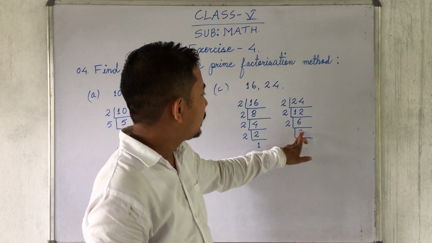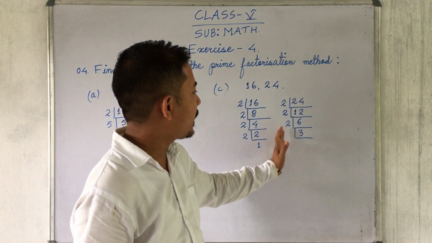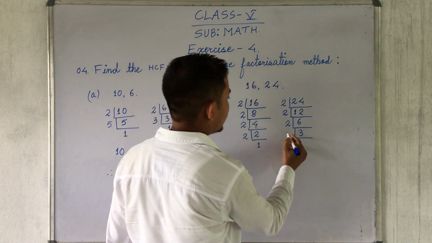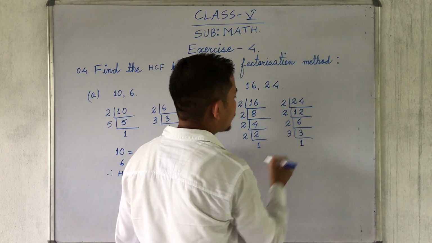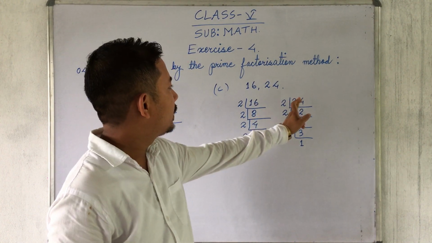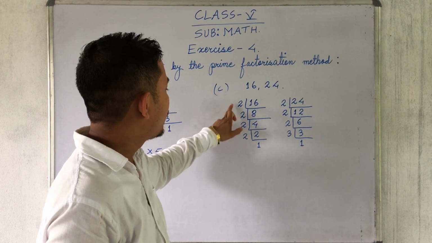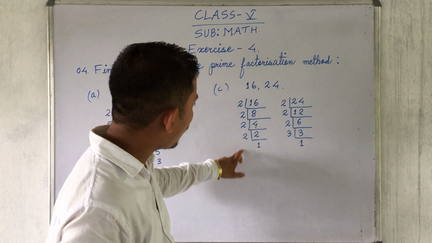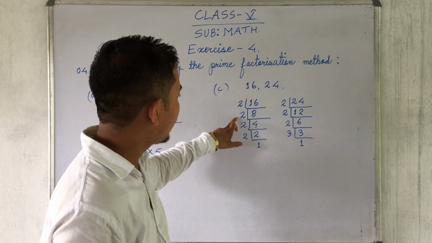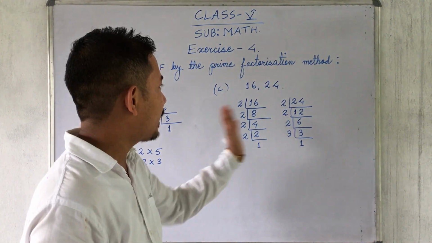Now look at it. We have got 3 here. 3 is not divisible by 2, right? So that's why I'm dividing this 3 by 3, because 1 times 3 is 3. Understood? This way we have got the factors of 16 and 24. Okay, the factors of 16 are 2, 2, 2, 2. If we multiply all the factors, we will get back 16. Understood? 2 times 2 is 4, right? 2 times 4 is 8, and 2 times 8 is 16. We'll get back the same number.